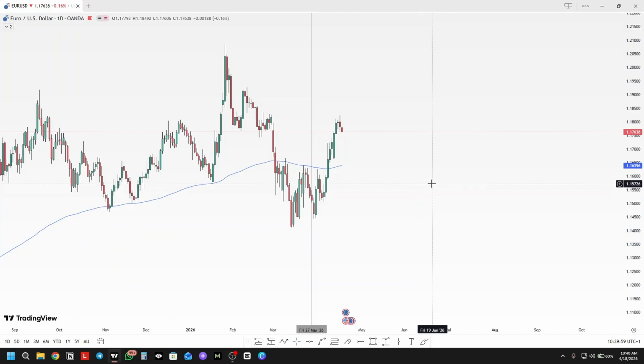Then we go to the 4-hour time frame to look for our demand areas, because since we are bullish, we have to look for demand areas to buy from. You understand? And we do that on the 4-hour time frame.